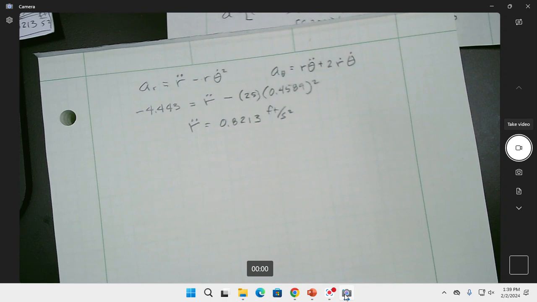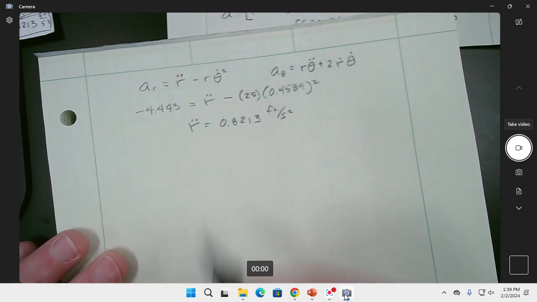Always trying to get, does this make physical sense? Really important thing. So what are we doing with time? Oh, wow, 1:39 for one problem.